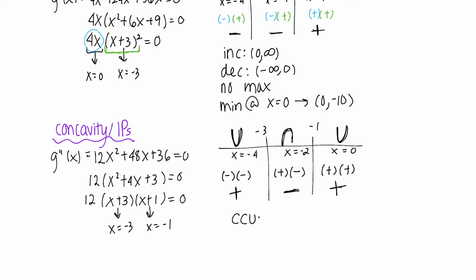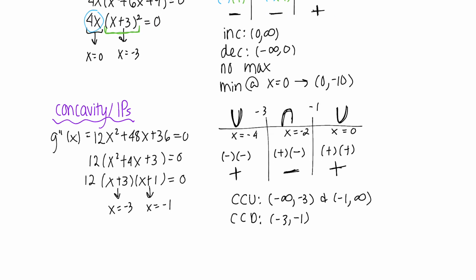So we have concave up from negative infinity to negative 3, and then from negative 1 to infinity. We are concave down from negative 3 to negative 1. And both of these points are within the original domain, and we change concavity at both of them. So it goes concave up, then concave down. So we change at negative 3, at negative 1, concave down, concave up. So it changes at negative 1.